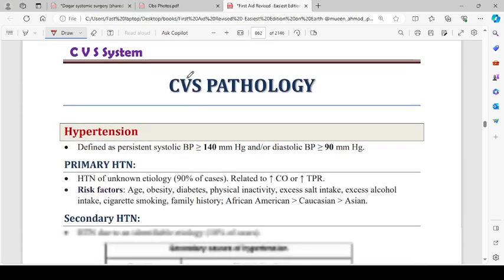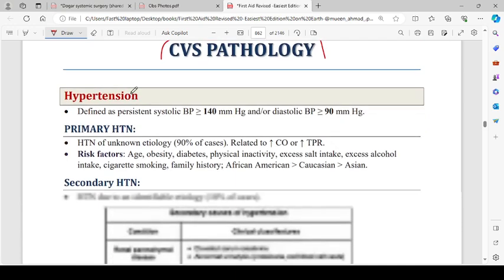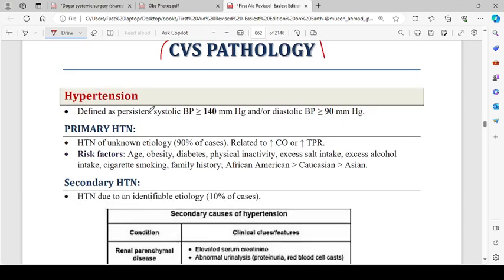Then we are going to start with the pathology section from here onwards. So first one is hypertension. Hypertension is defined as a systolic blood pressure of more than 140 millimeters of mercury, or diastolic blood pressure of more than 90 millimeters of mercury. Okay.